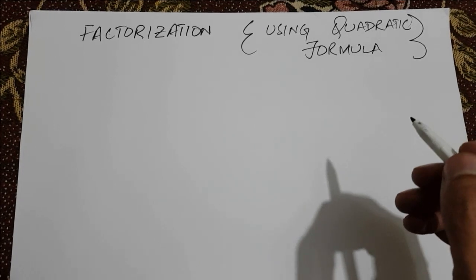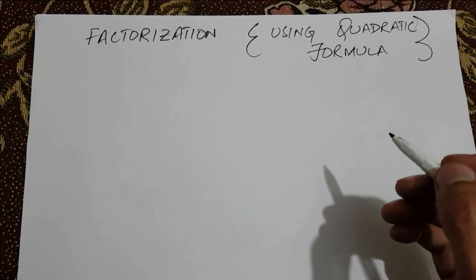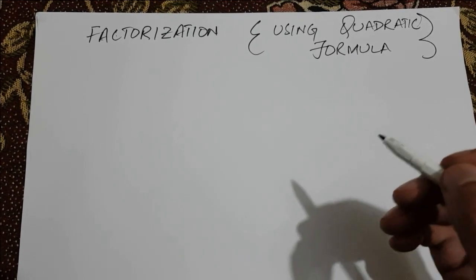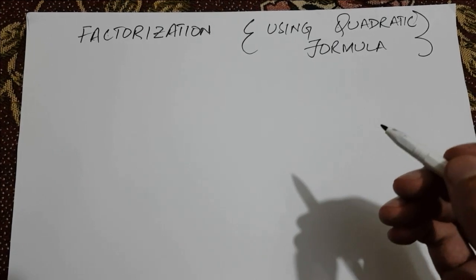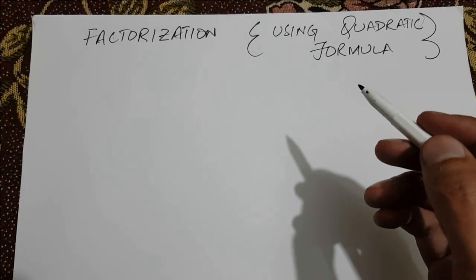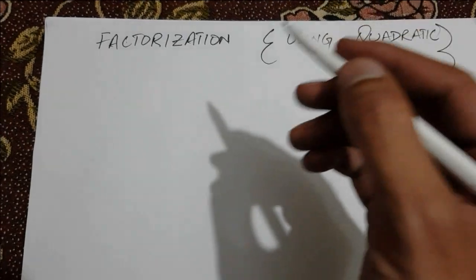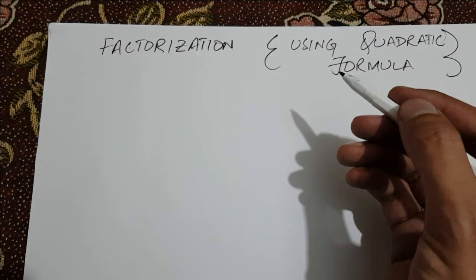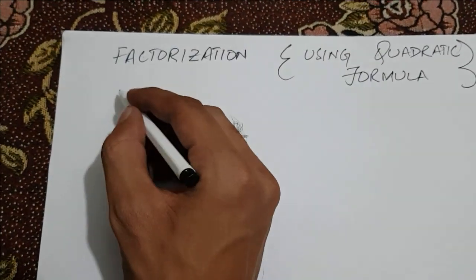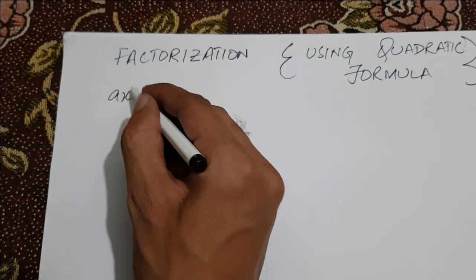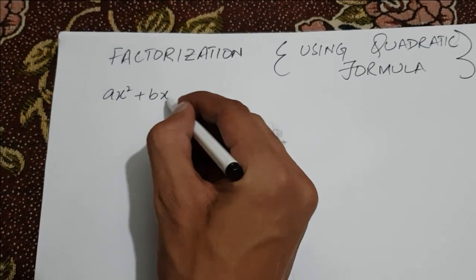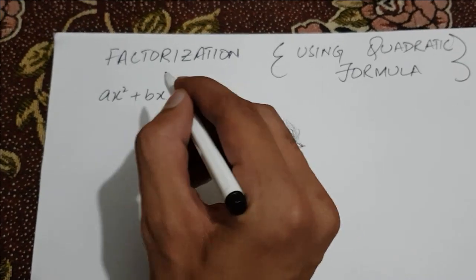Hi guys, today we are going to study factorization by using the quadratic formula, which is actually the third method of solving a quadratic equation. But before solving a quadratic equation using the quadratic formula, first we will take a look at what the quadratic formula actually is. So let's say we have the standard form of a quadratic equation, ax squared plus bx plus c equals 0.